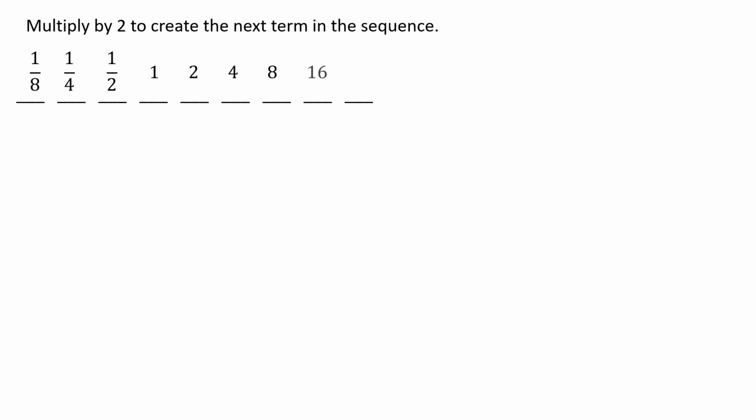8 times 2 is 16. 16 times 2 is 32. Now, if you remember with our previous work with in-out tables and function rules, you'll remember that we should be able to see a pattern develop, right? If there's a consistent rule and we just consistently go to the next term, not jump around, we should see a pattern develop, right? And here, of course, it just kept doubling, kept doubling, kept doubling.